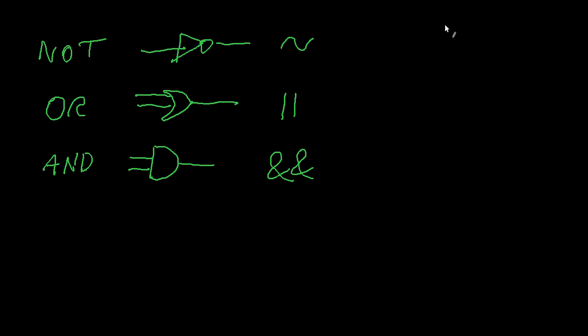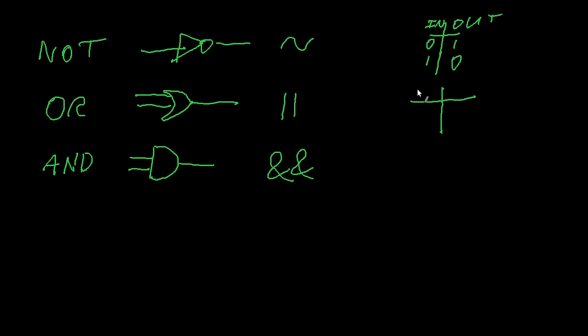Now, if I do this right, I can squeeze in some truth tables here. So for our NOT, we're going to have in, out, 0, we have 1, we have 1, we have 0. That's our inverter.